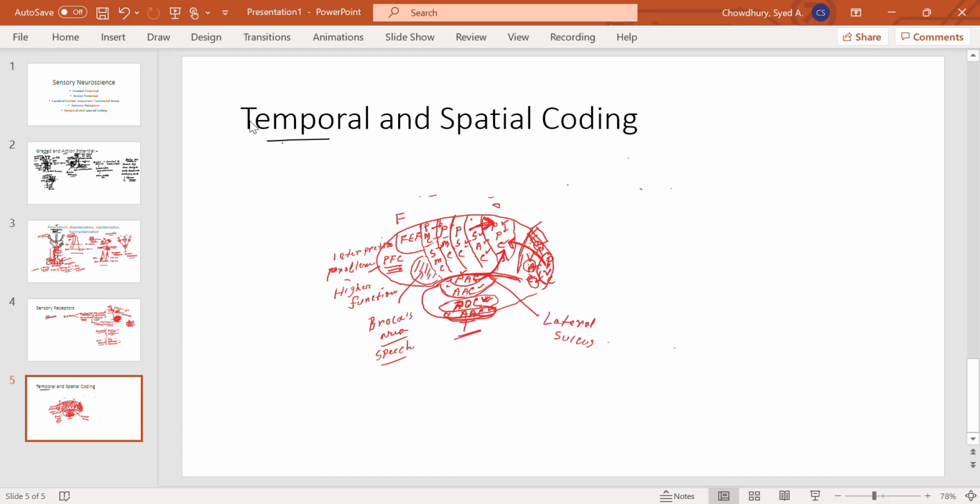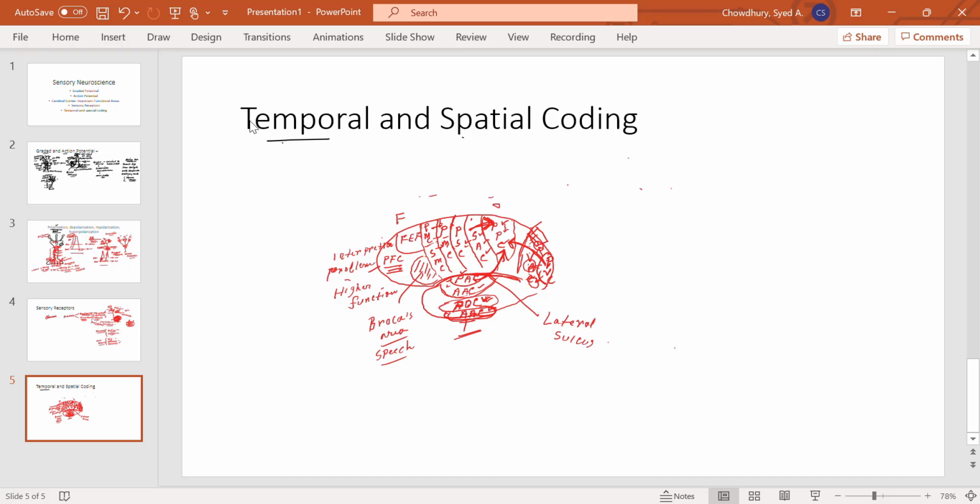So the things that enter into your brain should maintain the time. The appropriate timing is very important, right? So from all the instruments, the signal should go following the appropriate timing. That's the temporal coding.